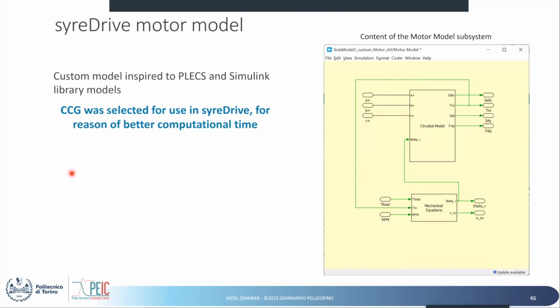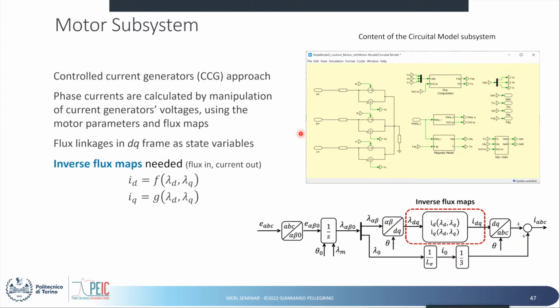So this is how it works. So this is our model. You see the generators here, current generators. And here it is the mathematics. So we measure the voltages at the generator's terminal. And then we integrate the back EMF, we obtain the fluxes and so on, and we use the flux maps.